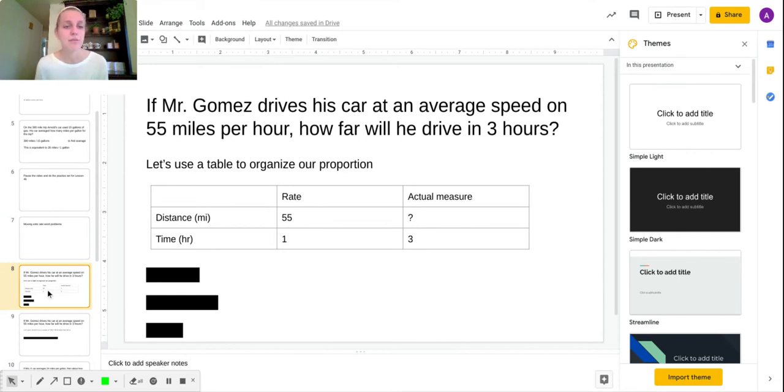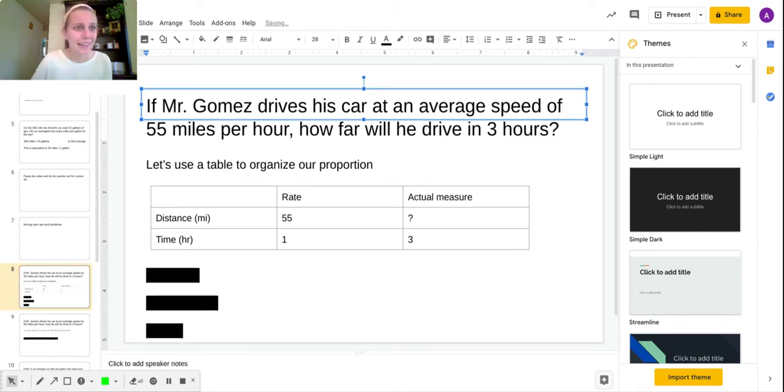Okay, if Mr. Gomez drives his car at an average speed of, that's supposed to say of. Good thing I can edit this while I'm teaching. 55 miles per hour. How far will he drive in 3 hours?